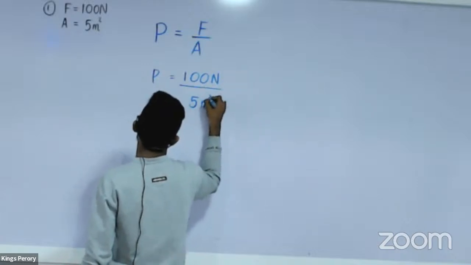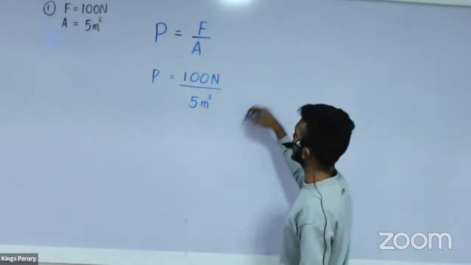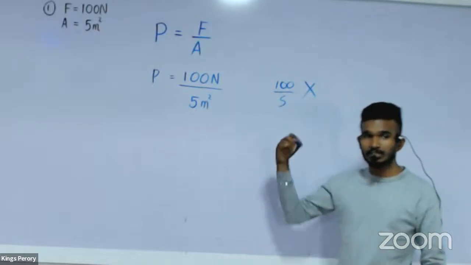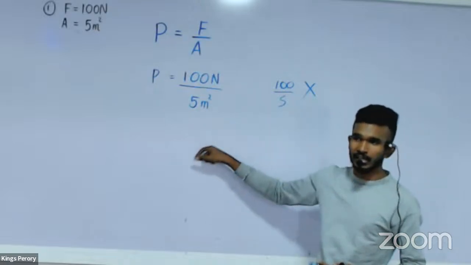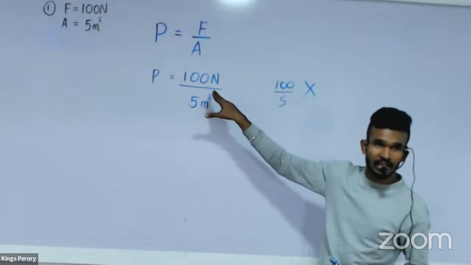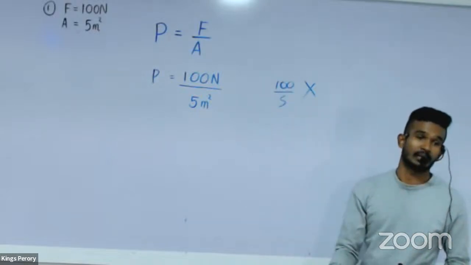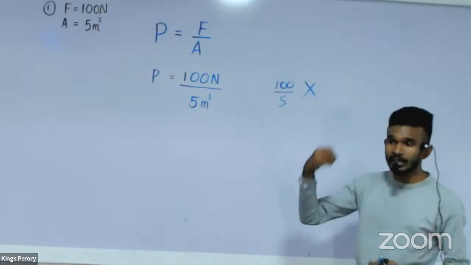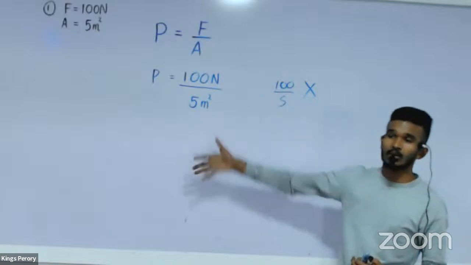5 meters squared. Some of you are lazy to write down the unit. Some of you just write 100 divided by 5. Wrong. This is physics. These are physical quantities. Physical quantities have a magnitude as well as a unit. Both together is a physical quantity. If you only write down the magnitude, it's a number. It's not a quantity. 100 is a number. 100 Newton is a quantity. 5 is a number. 5 meters squared is a quantity.